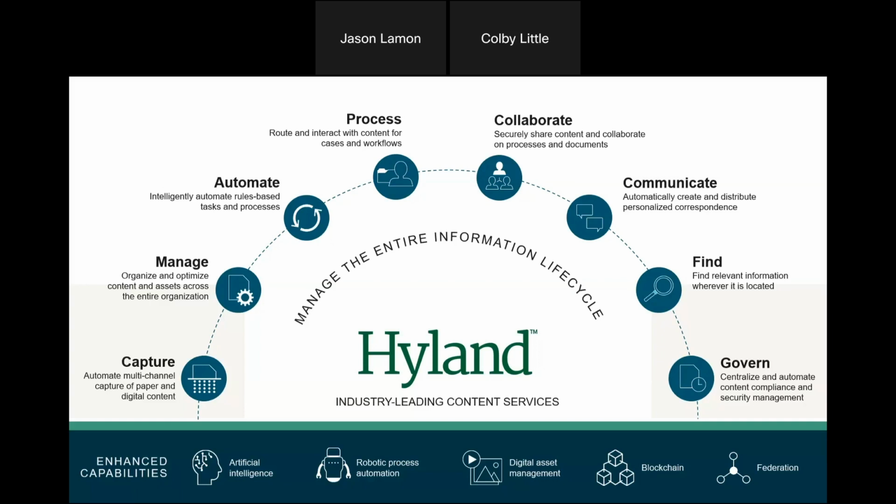And what we provide is finding that content in context of your business applications like your ERP system. And then governing that content, really to centralize and automate the full end-to-end from creation to deletion, governing and managing that content. At the bottom, we have some extended capabilities. I'm sure you've heard about most of these, but we do have tools for artificial intelligence, robotic process automation or RPA, digital asset management, blockchain, and federation. So all these components really make up some of our solutions that we offer within Hyland.